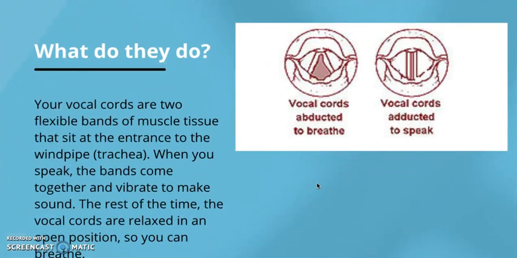So what do they do? Your vocal cords are two flexible bands of muscle tissue that sit at the entrance to the windpipe, also known as the trachea. When you speak, the bands come together and vibrate to make sound. The rest of the time, the vocal cords are relaxed in an open position so you can breathe, which allows air in and out. So again, as you can see, these are the vocal cords open when you are allowing air in, and these are the vocal cords closed when you are speaking.